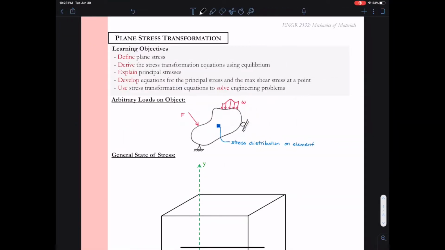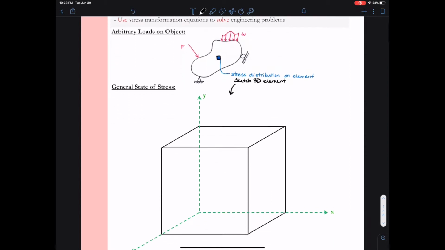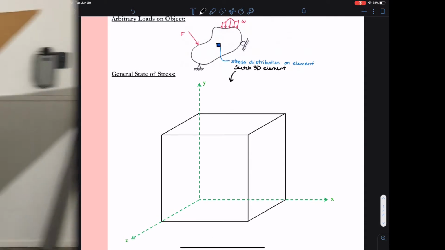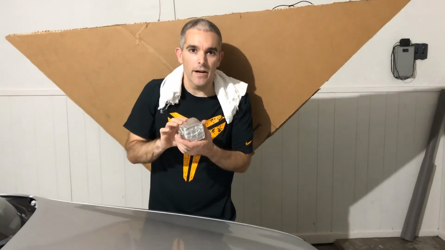To do that, I need you to start by drawing an arbitrary object. Take a look at this arbitrary object with some random forces on it, random support conditions. We want to be able to identify the stress distribution on a single element within this body. So it doesn't matter what's happening. We want to be able to sketch this element with all of the appropriate stresses acting on it. I have here the all stress cube. This is going to help us with stress transformations.